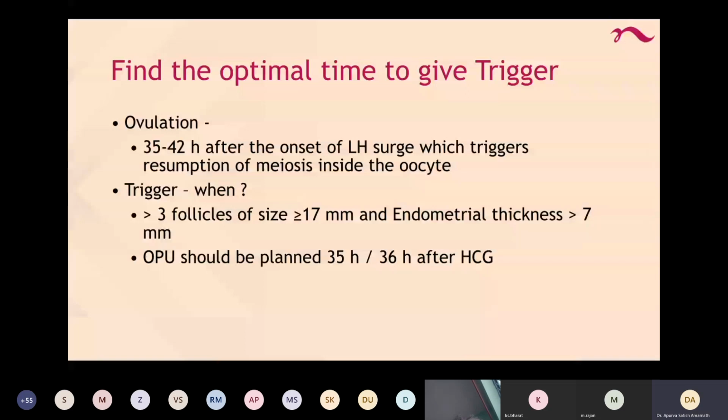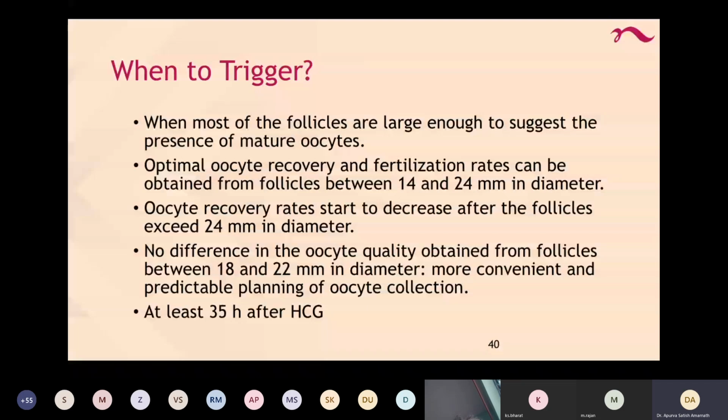So, again, when to trigger is when most of the follicles are large enough to suggest the presence of mature oocytes. Now, especially in women with polycystic ovaries, they usually have discordant growth. So there will be a cohort which is already 18 to 19 millimeters in size, and there will be quite a few which are 14 to 15 millimeters in size. So deciding on the trigger would be basically to see when there are enough follicles that are going to give you mature oocytes. So maybe waiting an extra day or two to get the smaller size follicles big enough is something that can be considered.